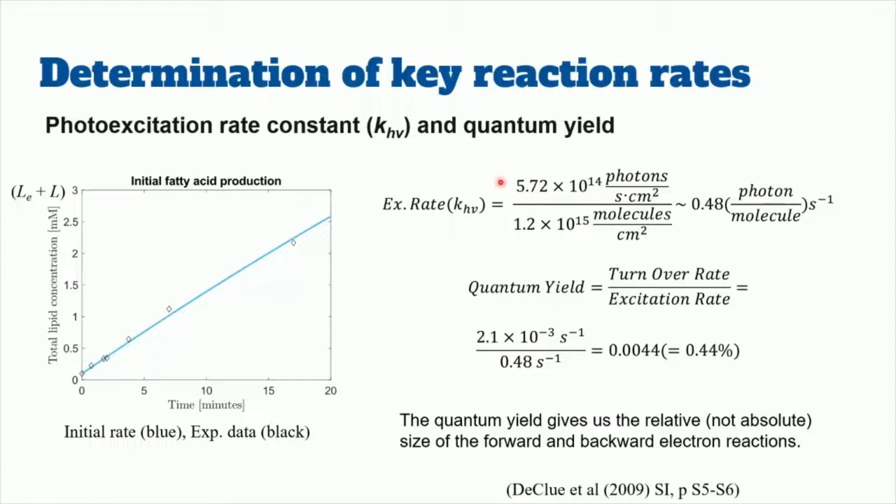And we divide this areal density of photons absorbed per second with the areal density of catalyst molecules, and find that per second each catalyst molecule absorbs 0.48 laser photons. And we have to note here that it's not all photons that result in a photoexcited ruthenium. And now we move on to calculating the quantum yield. By dividing the turnover rate, which is the amount of fatty acid molecules that are produced per second, with the number of laser photons each catalyst molecule absorbs per second, we get the quantum yield to be 0.44%.